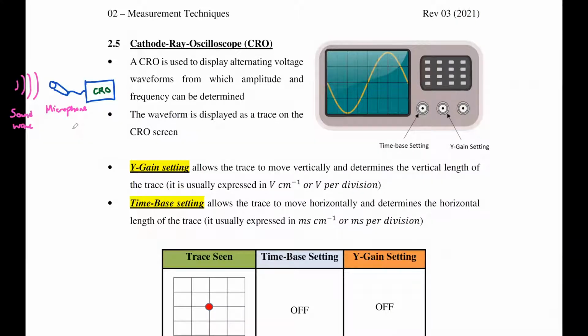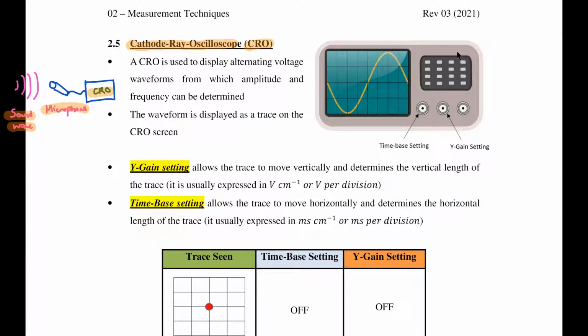When we want to measure the amplitude or frequency of a wave, one of the common methods to use will be to use a cathode-ray oscilloscope, otherwise known as a CRO. For example, if we have a sound wave whose amplitude and frequency is to be determined, we would use a microphone that is connected to a CRO.